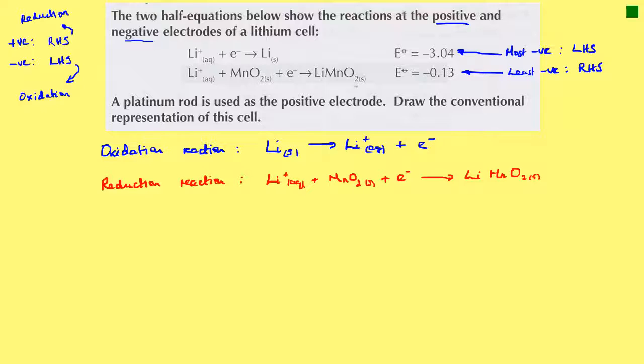Then the next step is to write out the reactants and products of the oxidation reaction, followed by the reactants and products of the reduction equation. So let's go back to blue. We've got lithium as our reactant, and lithium ion as our product. And for our reduction reaction, our reactants are lithium ion and manganese oxide, and our product of the reduction reaction is lithium manganese oxide.